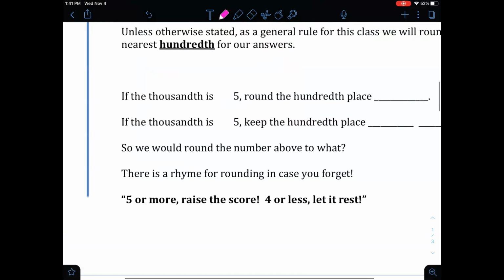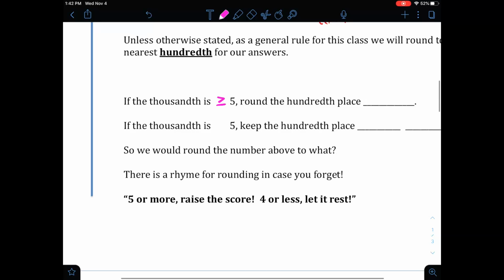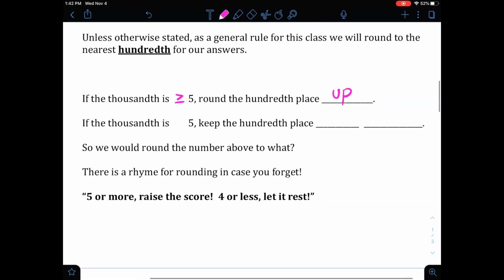Well, if you recall, there's a rhyme that I use for this, which is 5 or more raise the score, 4 or less let it rest. Okay, so if the thousandth place is greater than or equal to 5, we're going to raise the score around the hundredth place up. If the thousandth place is less than 5, 4 or less, we're going to let it rest, or keep the hundredth place the same. Okay, so it's not too crazy.